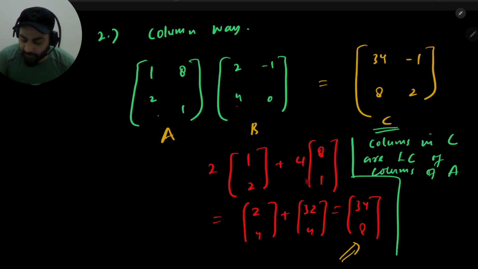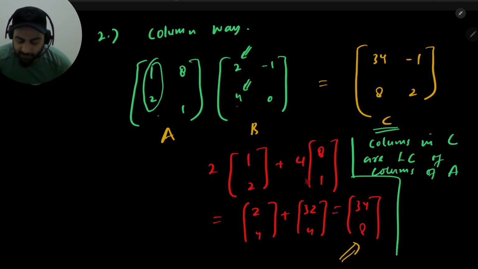How did I get it? I got it like this. I took this 2 and multiplied it with the whole column, then plus I took this 4 and multiplied it with the whole column. That was the whole concept of linear combinations.